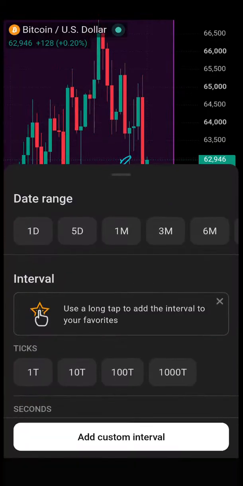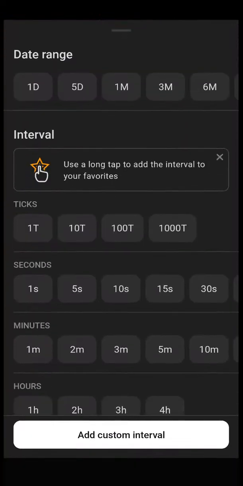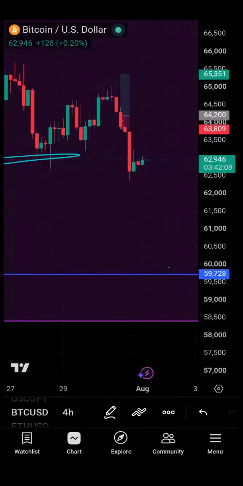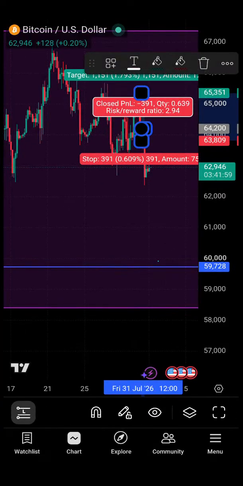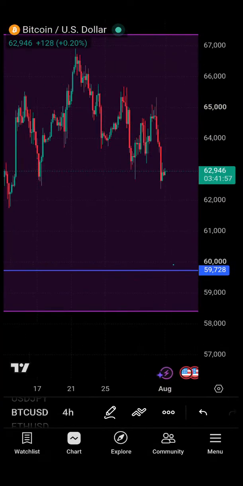Let's move to, this is the daily, not the 4 hours. Sorry guys, this is the daily time frame, not the 4 hour. Let's check the 4 hour time frame. What is happening on the 4 hour time frame? Quickly check what is happening on the 4 hour time frame.